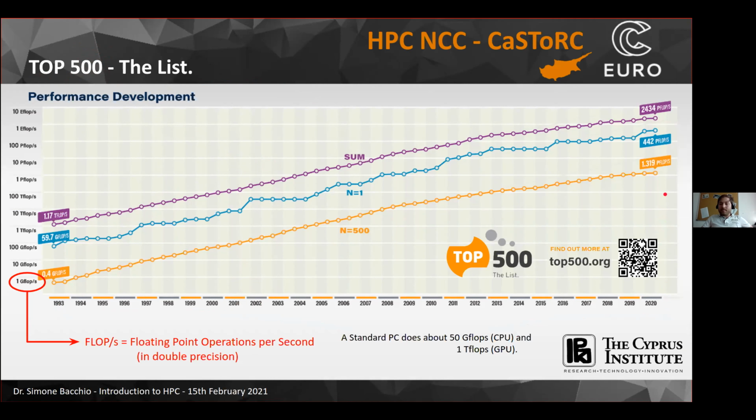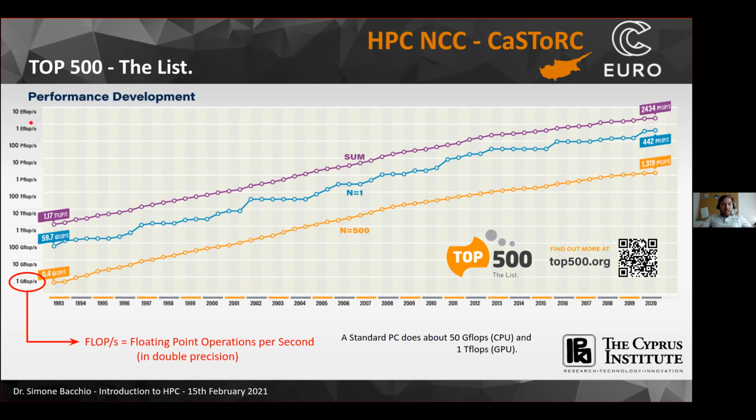And as you can see here, this is the growth of supercomputers in the world from 1993 to 2020. The top line is the sum of all the systems. Note that this is a logarithmic scale, so we are going from 1 gigaflop to 1 exaflop.